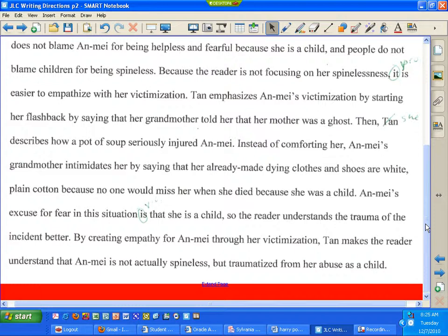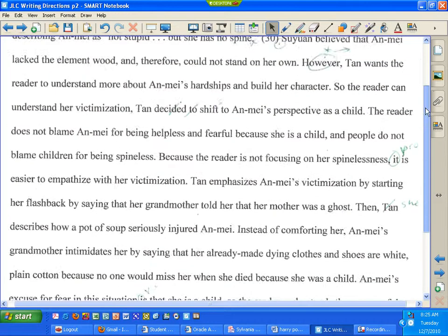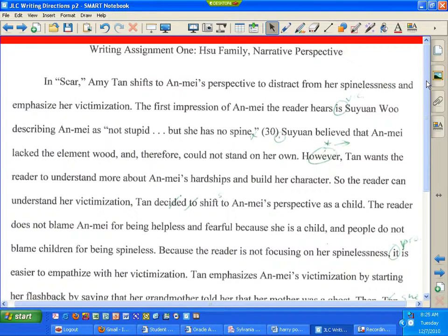Any ideas of qualities of this writing that I like? And when do I see spineless again, Ryan? Okay, so Ryan is correct that I don't have a lot of mixing of different ideas. So if I'm talking about spinelessness first, it arrives first, and then it is reminded to me at the end. And then we're talking about victimization. Victimization is second. You're correct. Everything's organized nicely. That is an attribute. What else, Morgan?